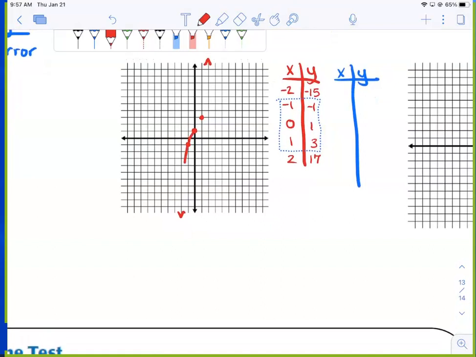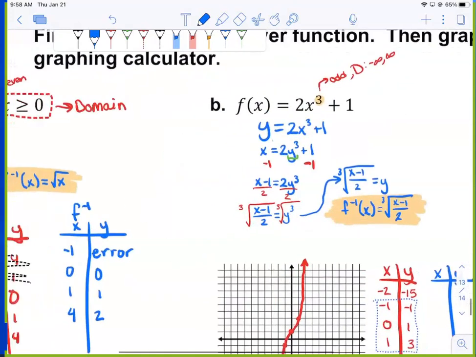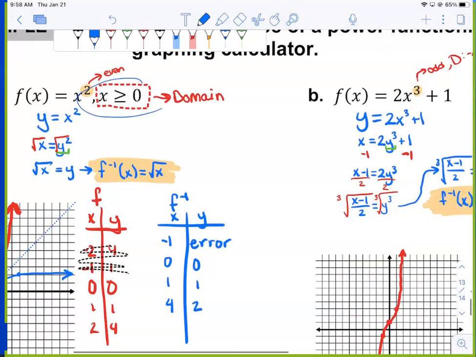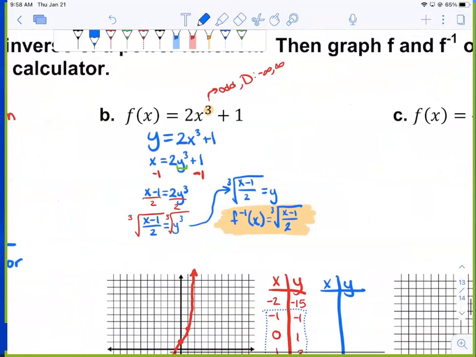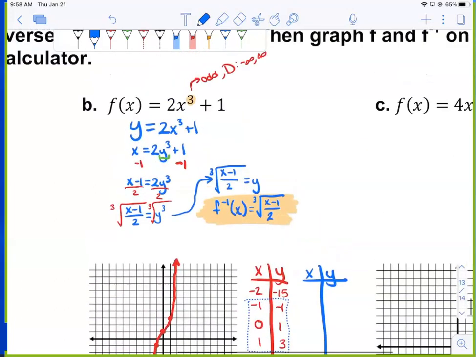Alright, so this graph looks something like this. Because of that domain. So why didn't I graph the negatives on the last one? Because it had this domain. And there is no domain written here. Because it's a third power, so it won't actually matter. You'll often see it with an even power. I don't think you ever see it with an odd power.